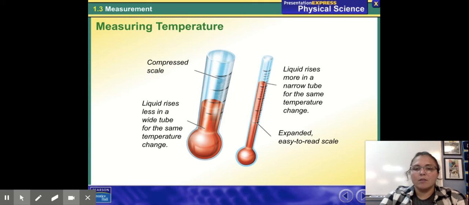Here's another picture to kind of show it. Sometimes we have lines that are really close together. This would be called a compressed scale. Sometimes they are farther apart, which is easier to read.